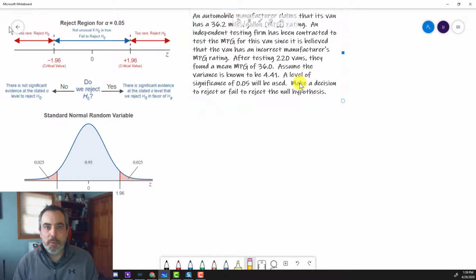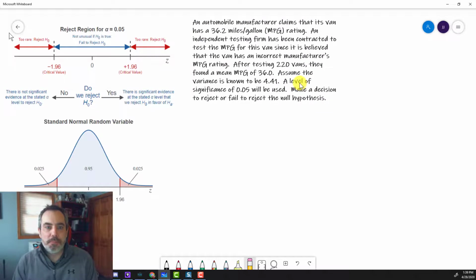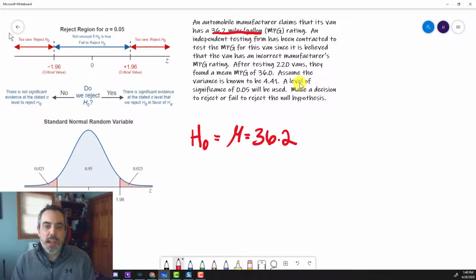If you take a look at this problem, we've got an automobile company that has a claim that its gas mileage for a van is 36.2 miles per gallon. So that I know right away is going to be my null hypothesis, that the average gas mileage is equal to 36.2. Now, that's my null hypothesis. I need to figure out what my alternative hypothesis is, and then I'm going to have to create a test statistic in order to test for that.